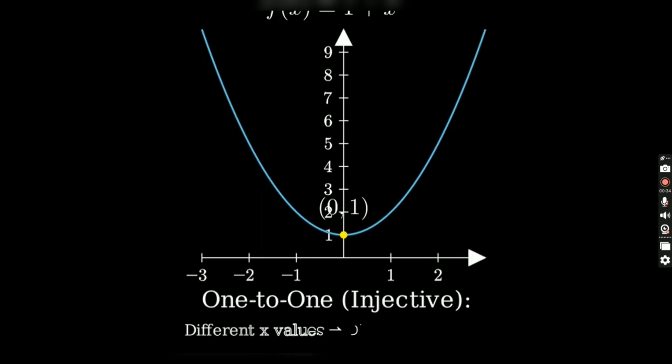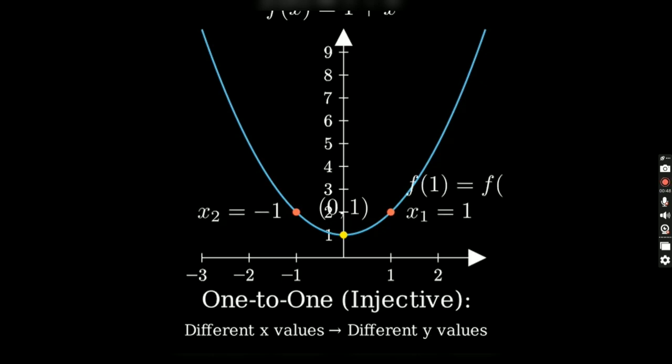A function is one-to-one if each element in the codomain is paired with at most one element in the domain. In other words, different x values must give different y values. Let's look at x = 1 and x = -1. When we plug these into our function, we get the same y value.